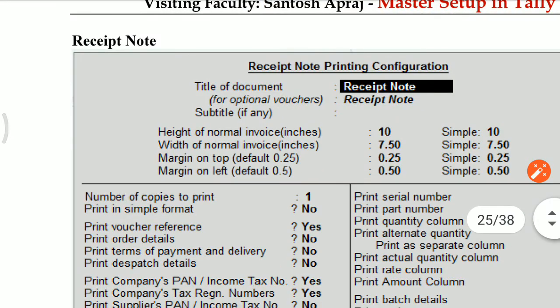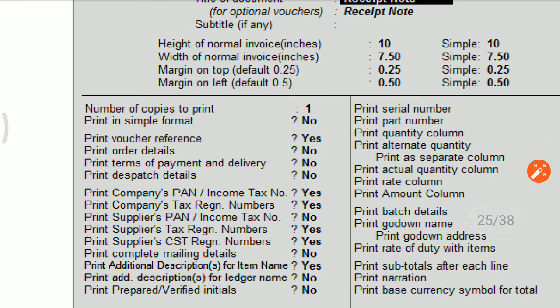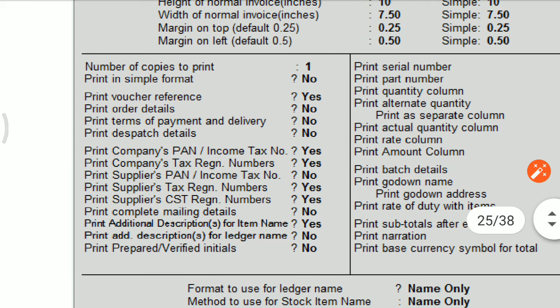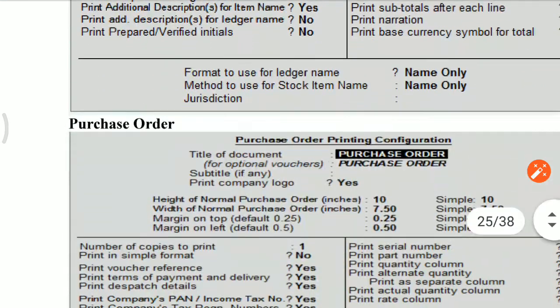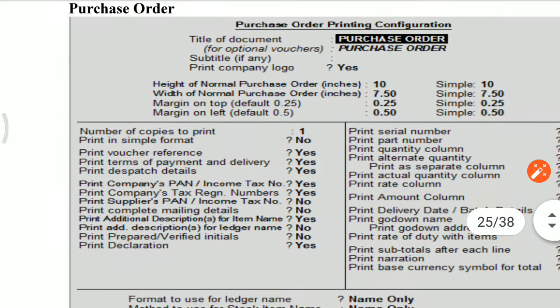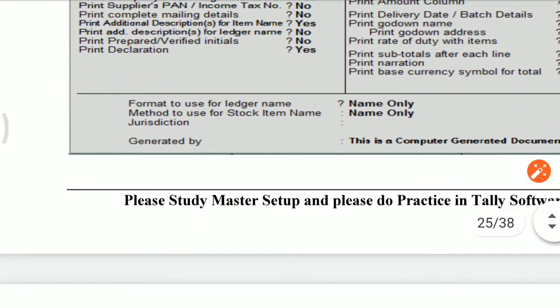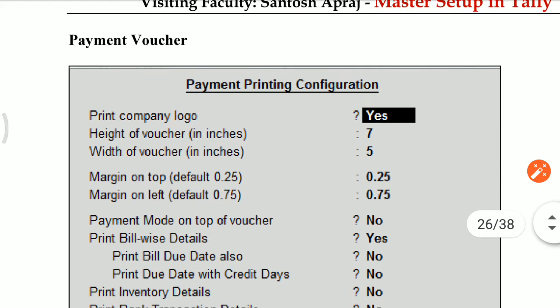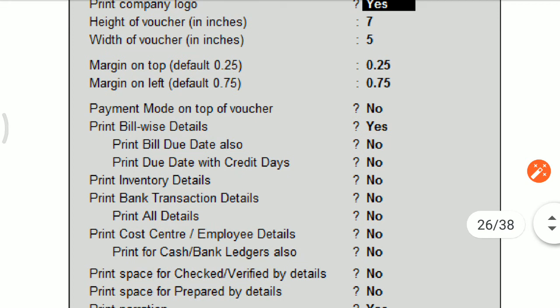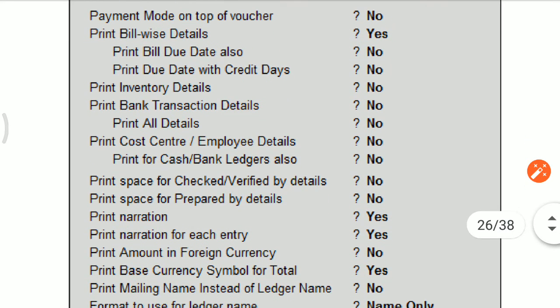Next screen is receipt note. All the setup is given: width, height, what type of options are available, whether you want it in print voucher or receipt note. Then purchase order, what type of options are available, whether you want details in the purchase order output, then you have to press yes. Next screen is payment voucher. How much setup is there, height, width, what type of details will print in the vouchers, all the options they have given.